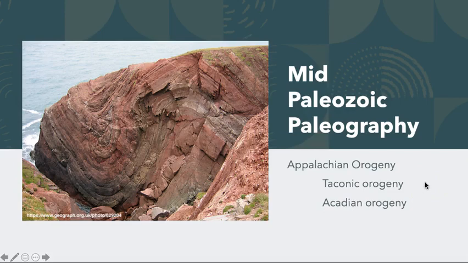Recall that at the end of the Ordovician, the growth of the Appalachian Mountains in eastern North America started with the Taconic Orogeny, which constructed mountains in the region of modern-day New England. This second stage of the Appalachian Orogeny is called the Acadian Orogeny and was more substantial, being more prolonged and affecting a larger region of Laurentia, from Canada to Alabama.